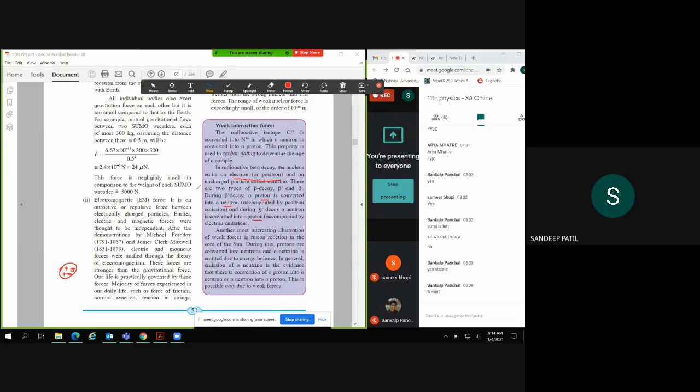So due to these weak interaction forces, what happens? Neutrons convert to protons, or protons convert to neutrons, and this is due to the weak interaction force. It converts proton to neutron and neutron to proton, and this releases energy. We have seen that during this, protons are converted to neutrons, and the neutron is emitted due to energy balance, and it releases some energy.